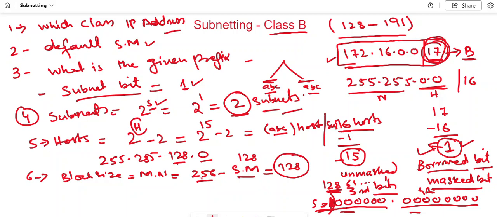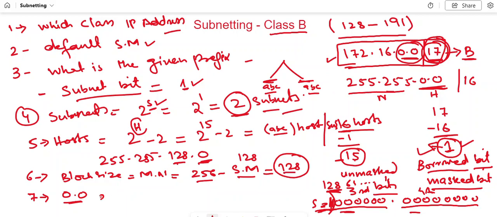Now the question is, in class C we have only one octet there, and we just add the block size to our previous network. In this case, the first network is 0.0. This is our first network, 0.0. Step number 7 is to write the network addresses. The first network is the given network, that is 0.0. The second network will be, we will add 128.